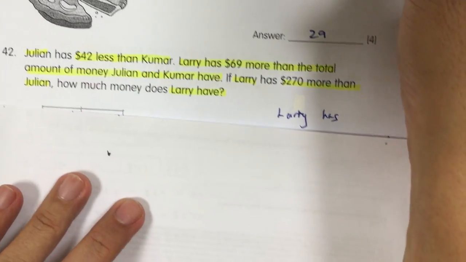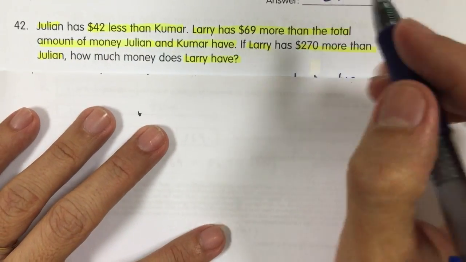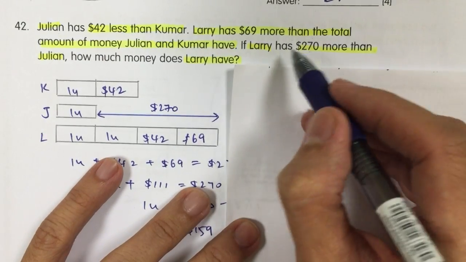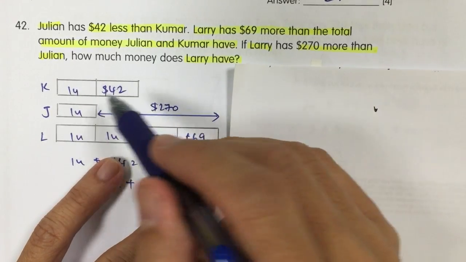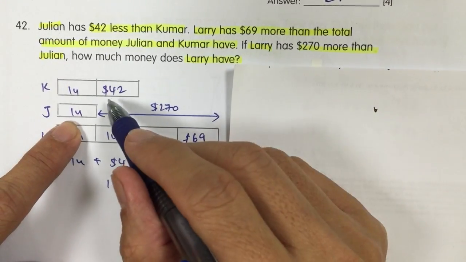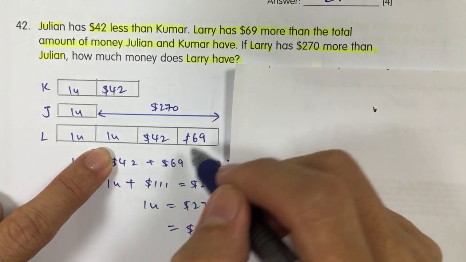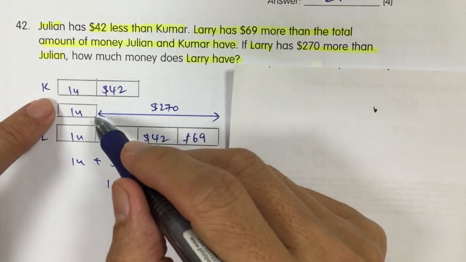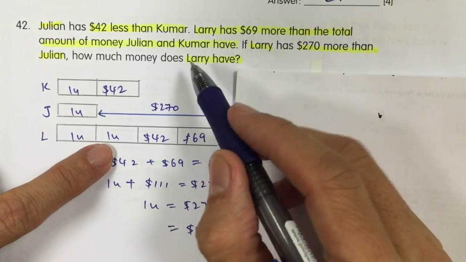Question 42. Jillian has $42 less than Kumar. Larry has $69 more than the total amount Jillian and Kumar have. If Larry has $270 more than Jillian, how much money does Larry have? So check. Jillian has $42 less than Kumar, so I draw this one. Then Larry has $270 more than Jillian, so Jillian is 1 unit only.